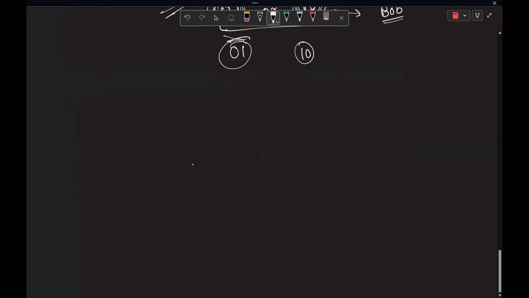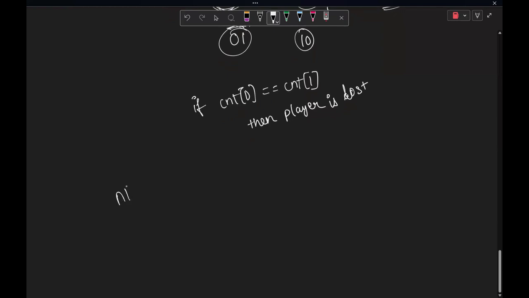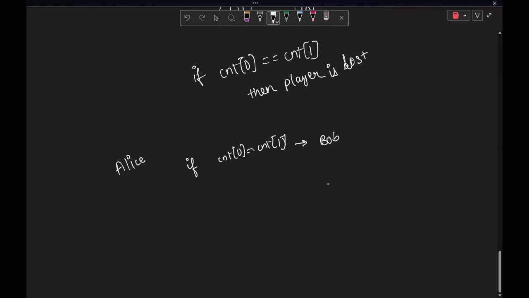Now the next thing is, you just saw that if the number of times 0 is coming is equal to the number of times 1 is coming, then the player is lost, whoever's turn it is. So if at the start, when the first move is played by Alice, CNT0 is equal to CNT1, then the answer is definitely Bob. Alice will lose, Bob will win here. We have seen how it will happen.